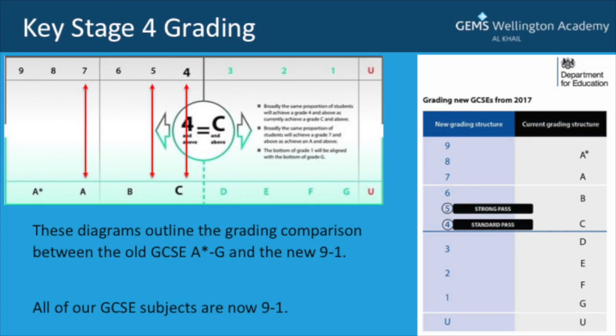This diagram outlines how the new 9 to 1 GCSE grading correlates to the old A star to G. You'll see that a 4 grade is similar to a C, a 5 is between a C and a B, and a 7 or above is an A and above.